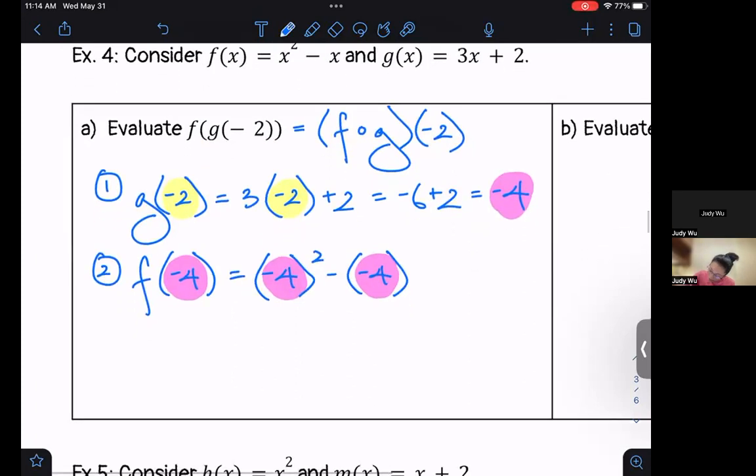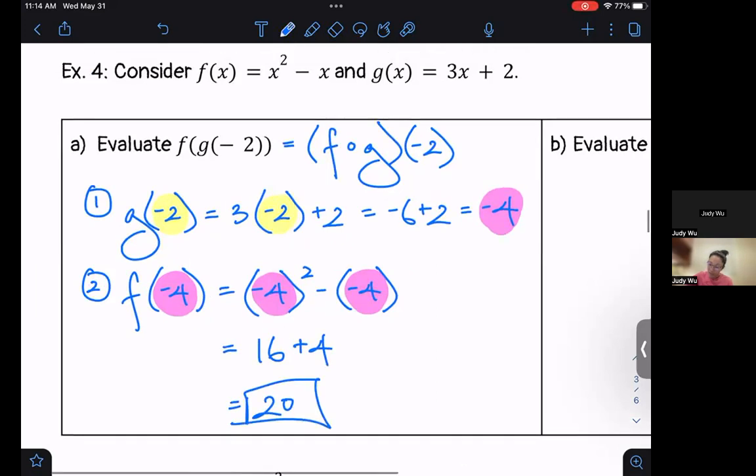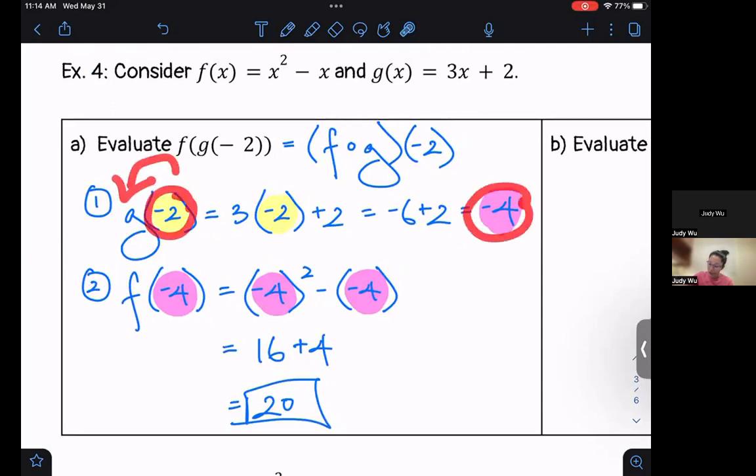Okay, so let's do this out. Negative 4 squared is going to give me positive 16. And then a negative 4 is plus 4. We should end up with 20. Okay. 20 is what we get when we take negative 2, plug it into the g, and then we take that output and we plug it into the f. Okay.